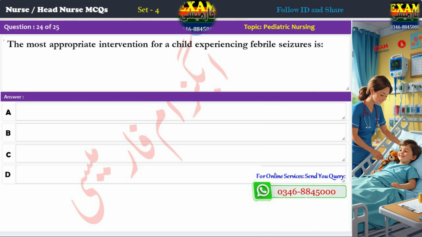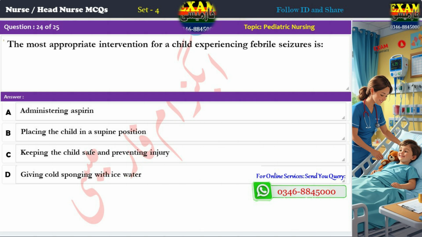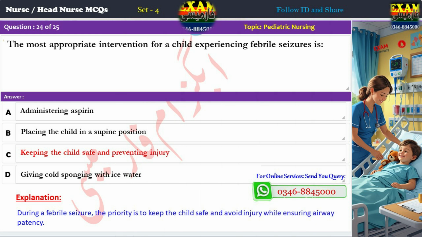Question 24. The most appropriate intervention for a child experiencing febrile seizures is: A. Administering aspirin. B. Placing the child in a supine position. C. Keeping the child safe and preventing injury. D. Giving cold sponging with ice water. Correct answer: C. Keeping the child safe and preventing injury. Explanation: During a febrile seizure, the priority is to keep the child safe and avoid injury while ensuring airway patency.